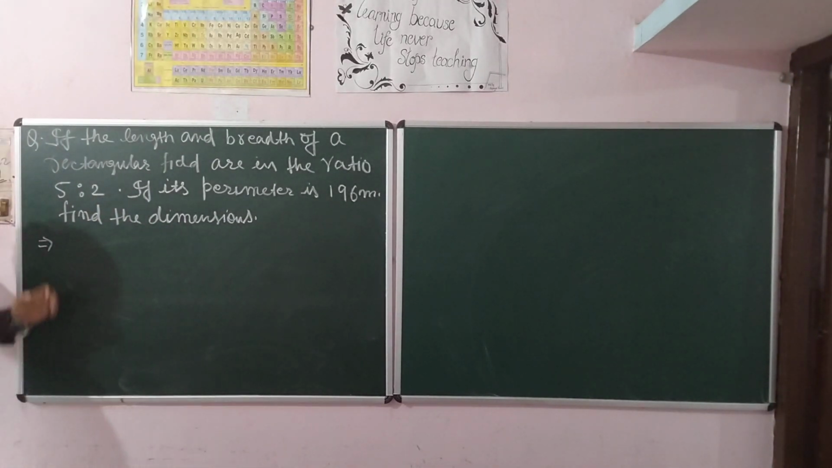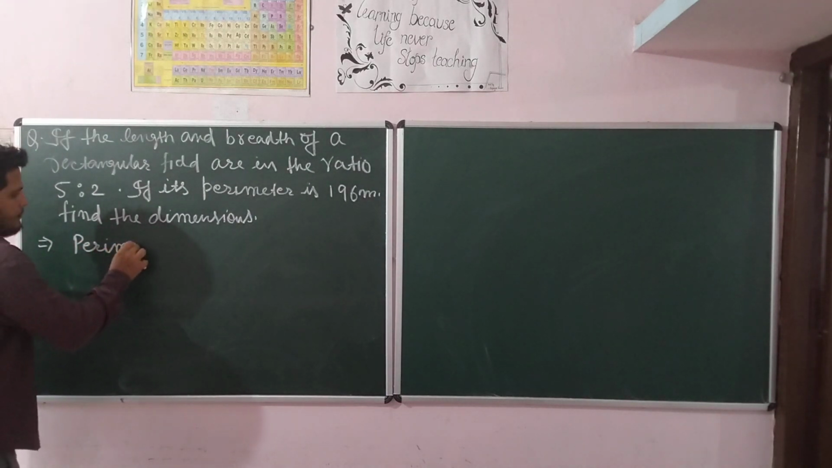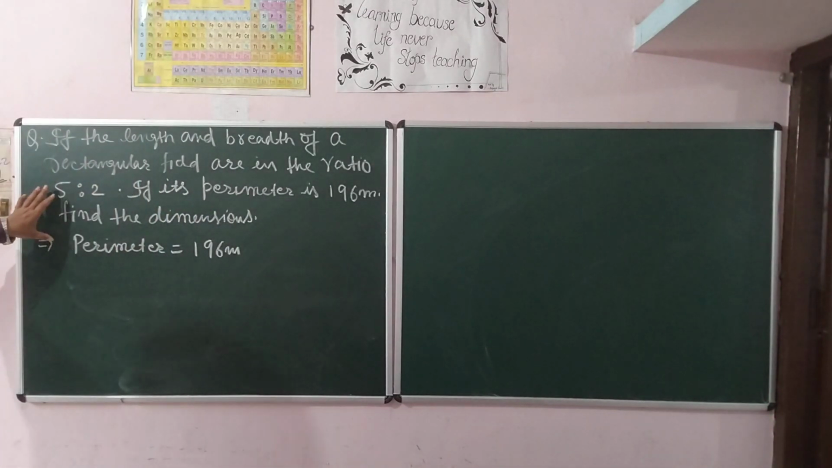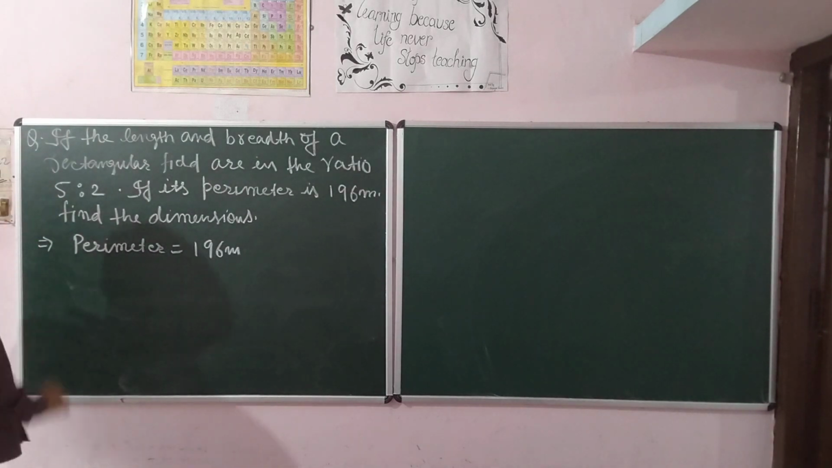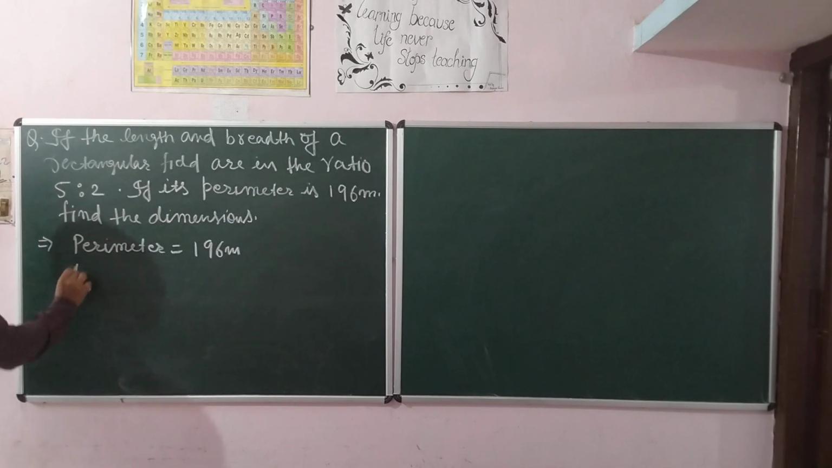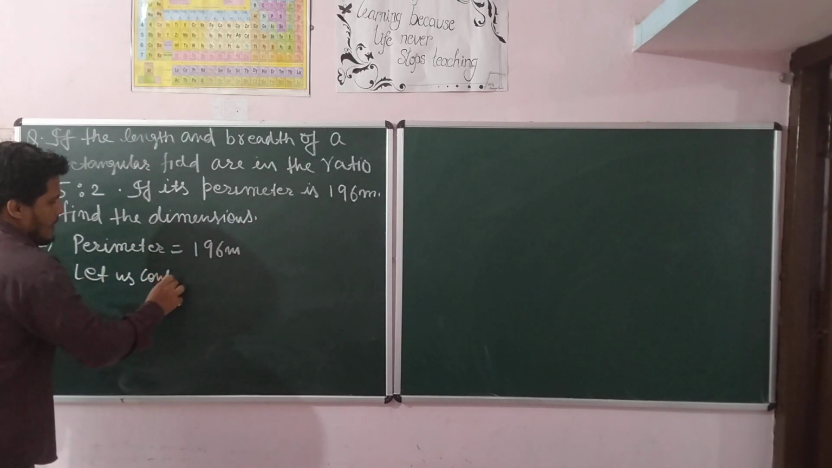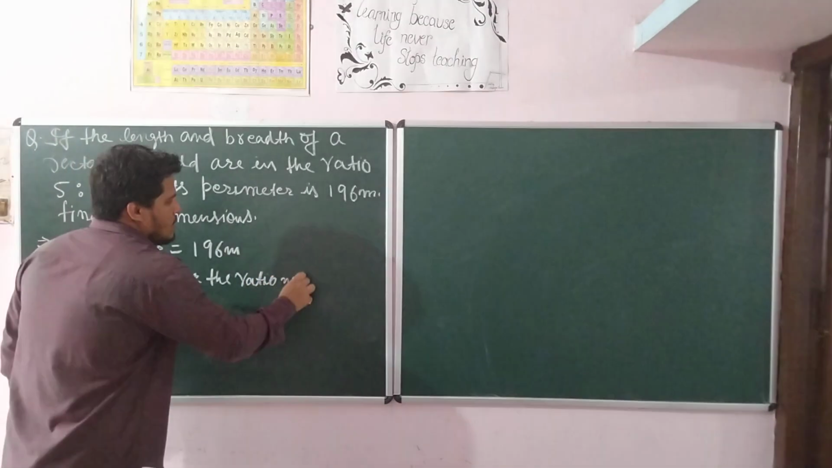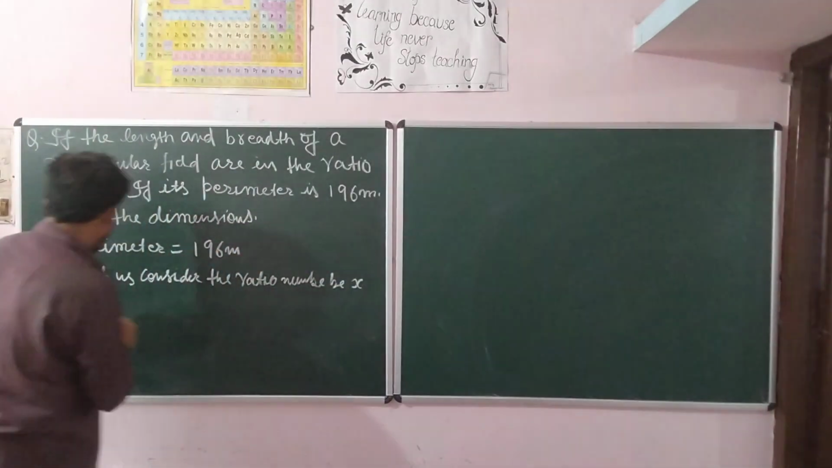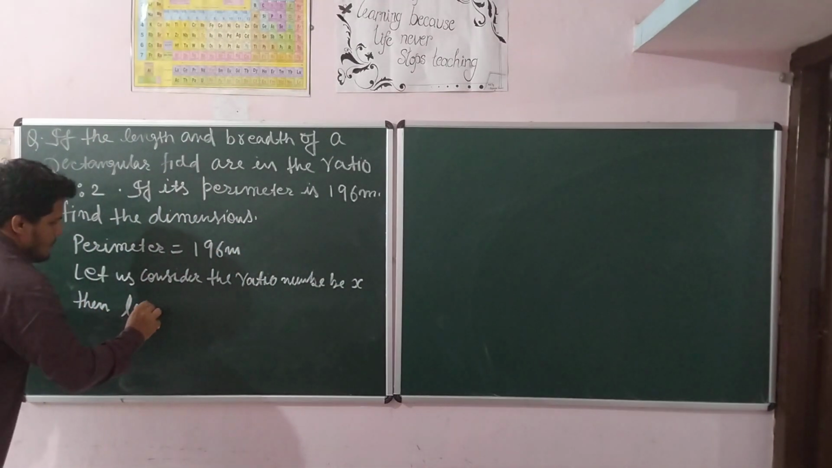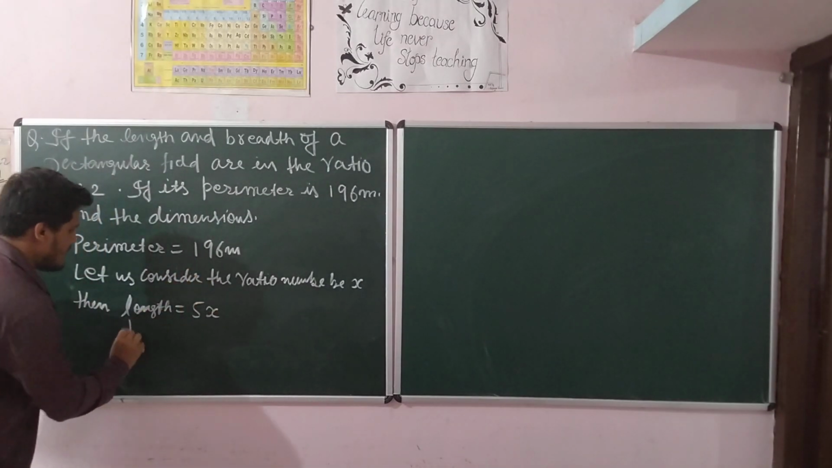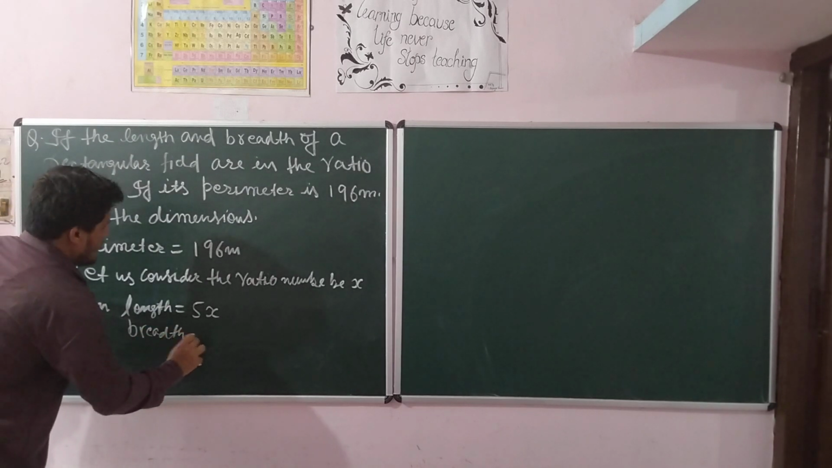Okay. Now first of all, we have to write the given terms. What is given? Perimeter, that is 196 meter. Now length and breadth are given in ratio. So first of all, we have to consider the ratio number to be x. Then length is equal to 5x and breadth is equal to 2x.